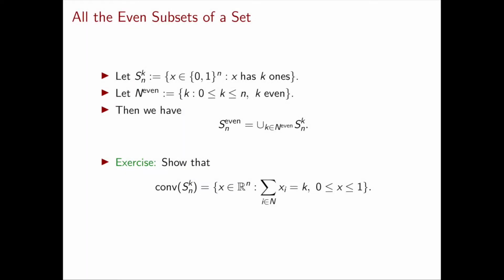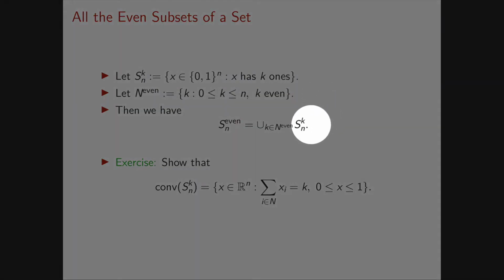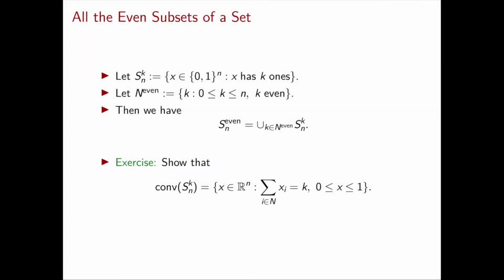Great. So at this point, we need to write down an inequality description of the convex hull of S_n^k. So here it is. It's very simple. We have that this is the set of points in R^n that are between 0 and 1 and satisfy the sum of the x_i equal to k. So once again, it's clear that all these points in S_n^k satisfy this equation. What is a bit less clear at this point is that this is exactly the convex hull, and that's a very good exercise that you can work out.